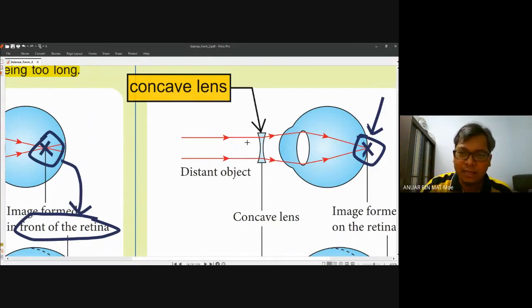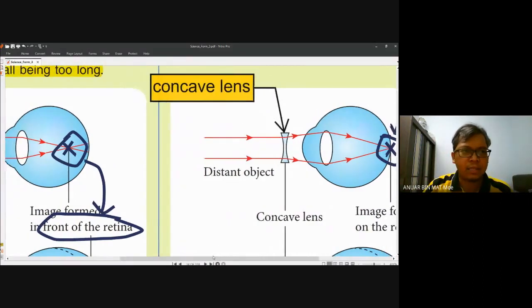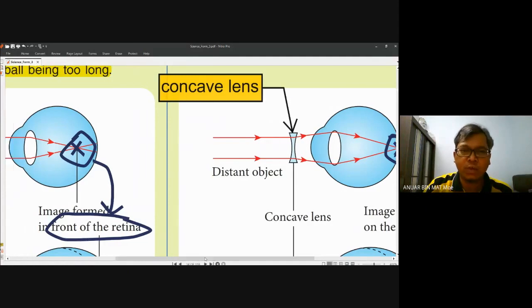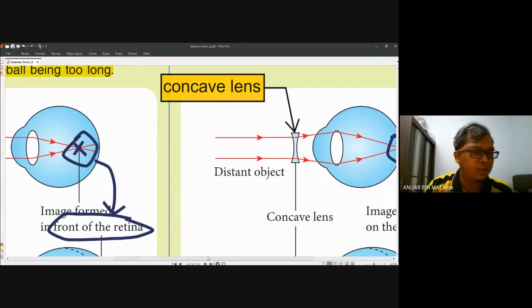Okay, this one, the concave lens, cermin mata lah. Cermin mata will correct the focus, and then we can see clearly near objects and distant objects. Biasanya ini kita panggil dia rabun jauh lah ya. Dalam bahasa Melayu kita panggil dia rabun jauh. Sebab jauh dia tak boleh nampak, blur. Dekat dia boleh nampak. Kalau dalam English we call it short-sightedness.